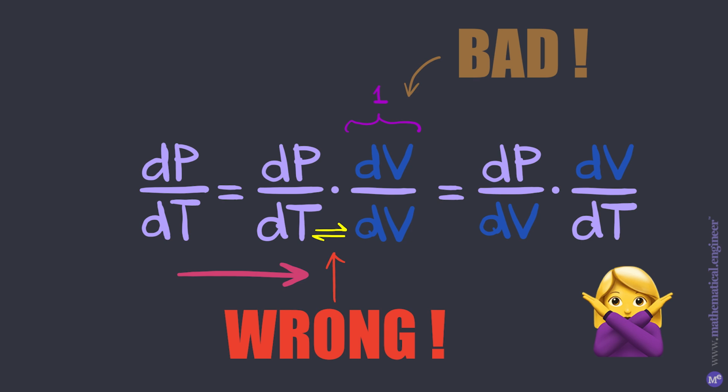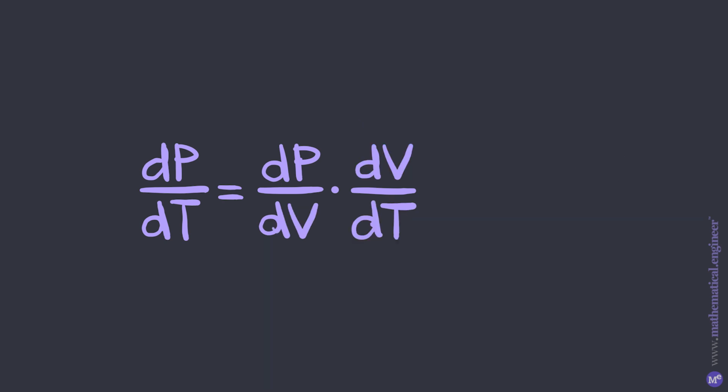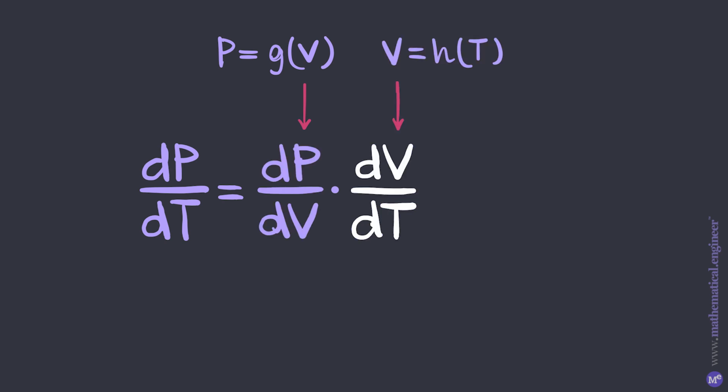Now let's see a reasonable way to claim that this equation is legit. Here I see three derivatives, and I want to figure out if they relate in such a way. I first look into the first derivative on the right. Now let's say p can be expressed explicitly as a function g of v, so the first derivative on the right makes sense. So what about the one next to it? If v is a function h of t, then the second derivative on the right also makes sense.